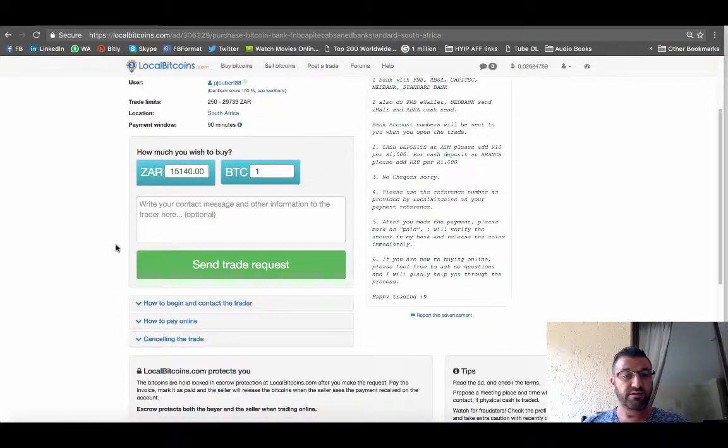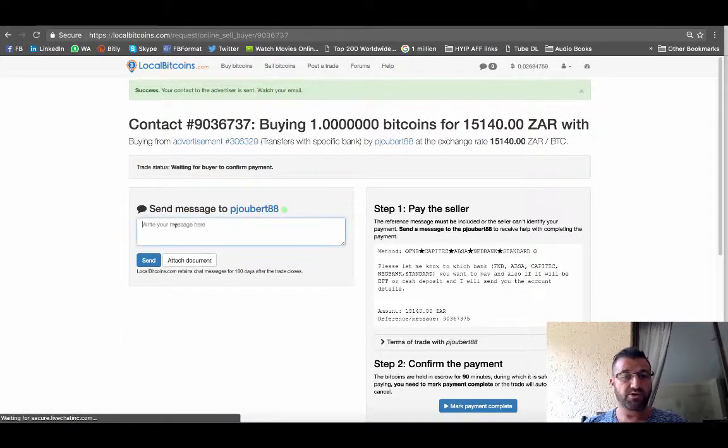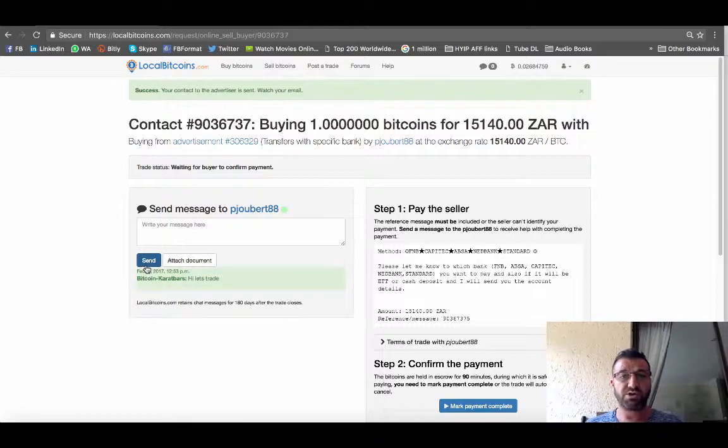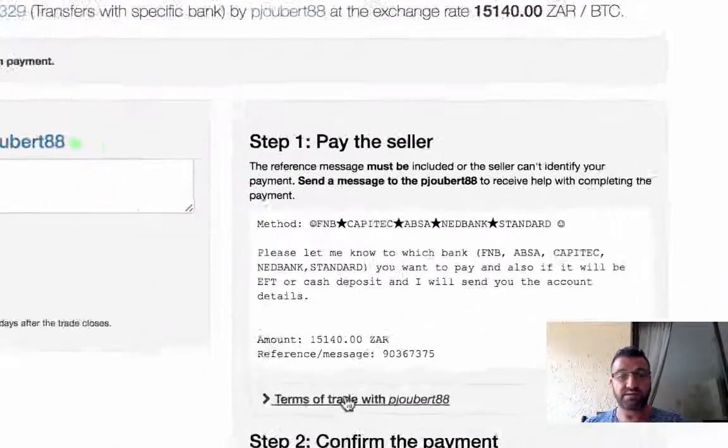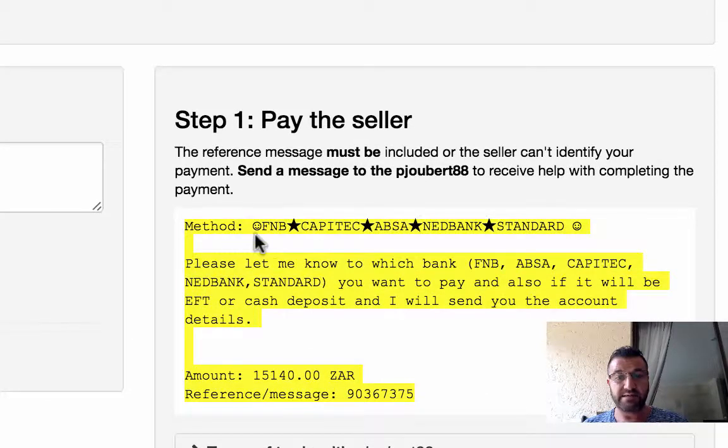So if you wanted to select the trade or start the trade, you just say, send trade request. Now you've opened the trade request. "Hi, let's trade." Okay. And you'll wait for him to respond to you. When he's responded to you, then you could proceed in depositing the money into his bank account. And he's banking with these various different banks over here.